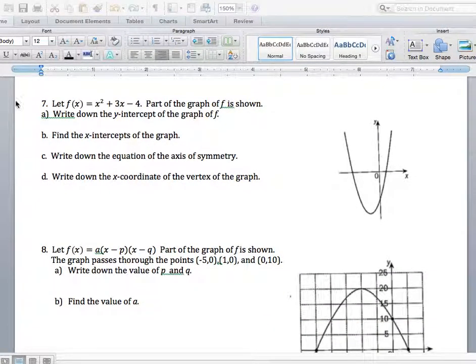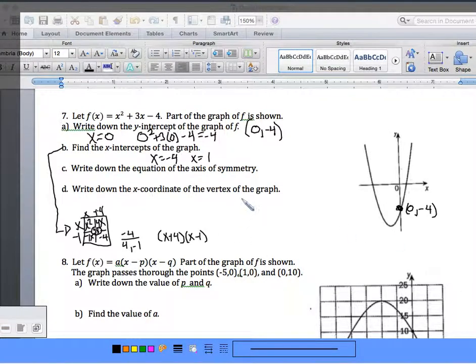Now the coordinate of the axis of symmetry, well, that's our x equals the opposite of b over 2a, or the equation. So the opposite of -3 over 2 times 1. So it's at -3 over 2. So that's this part of the graph right here. That's x equals -3 over 2. And the x-coordinate of the vertex, well, that would be the same thing, -3 over 2.